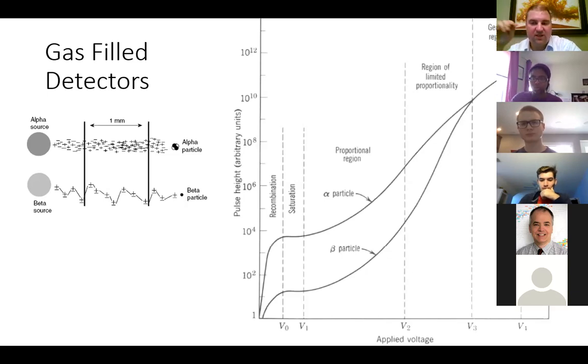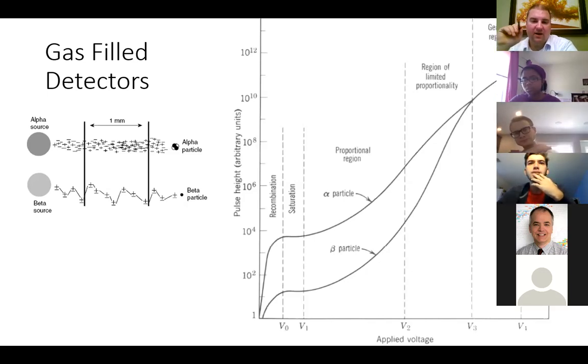The proportional region is nice because you get so many more ion pairs from alpha particles than you do from beta particles within the region of the detector. So as long as that alpha particle can get in, you can tell the difference here because of the amount of the charge that's created.